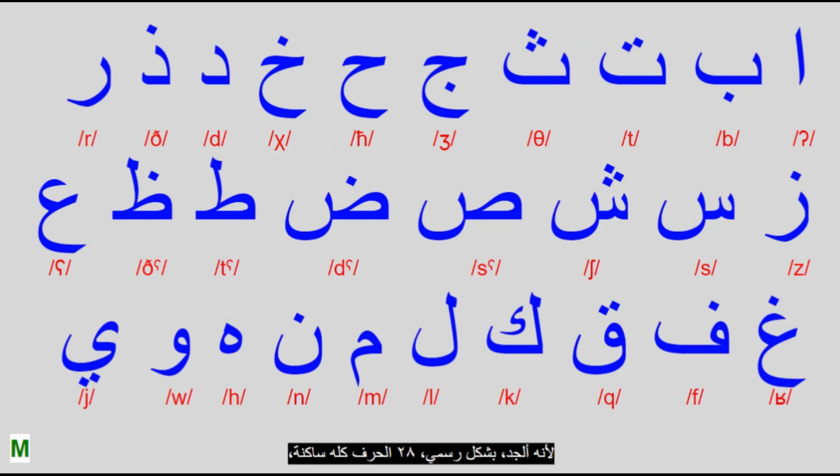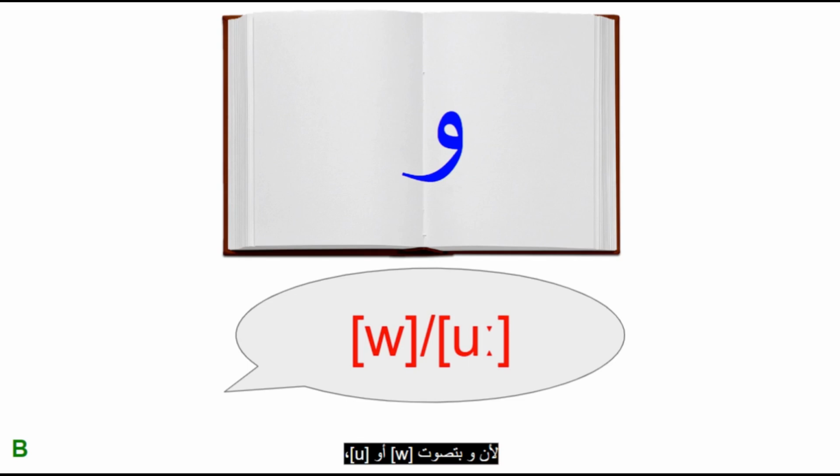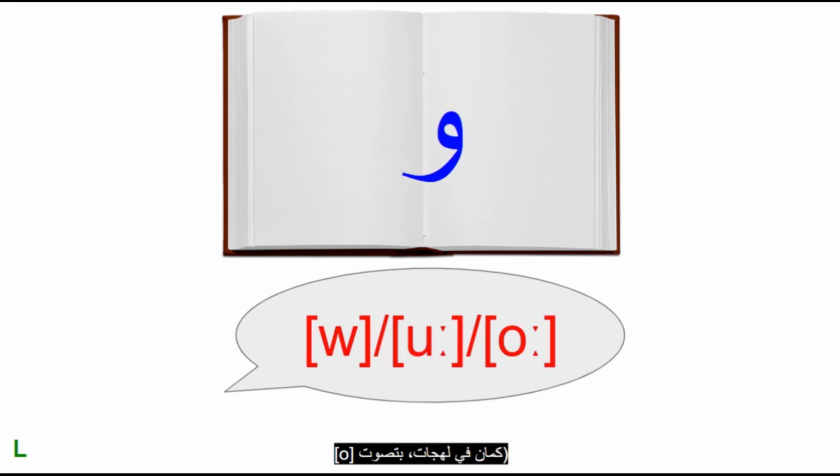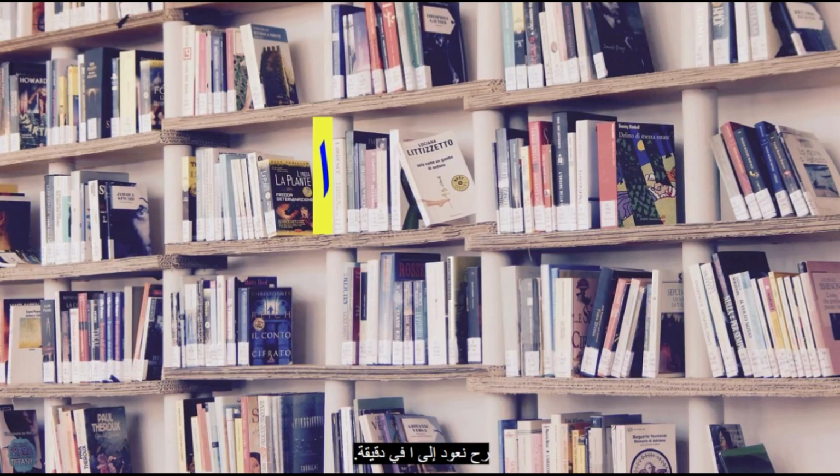Since it's an abjad, officially all 28 letters are consonants, but 3 of them are most commonly used as vowels, namely these ones, as waw makes either the wa or u sound, and ya makes either the ye or e sound. Also in dialects, they make the o and a sounds respectively. We'll get back to alif in a minute.